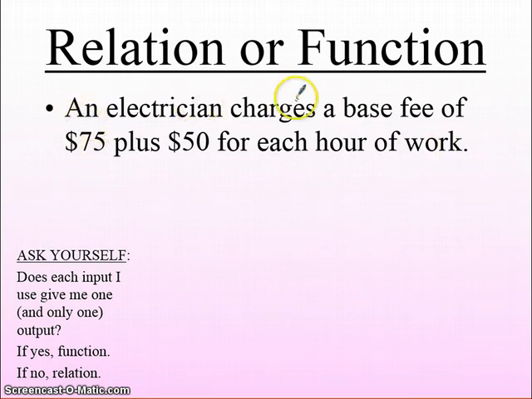An electrician charges a base fee of $75 plus $50 for each hour of work. If an electrician made this statement, would you be able to predict what he would pay you if you think about how many hours he would have to work? And the answer is yes. So this is a function because it will consistently occur the same way.